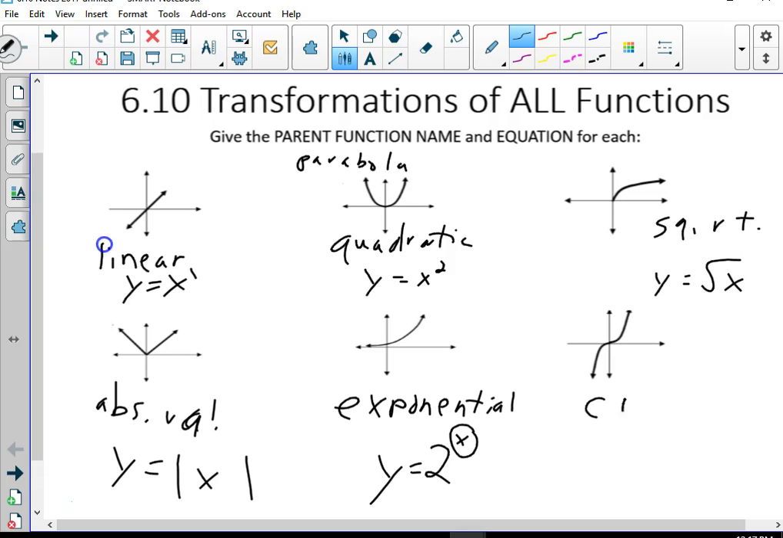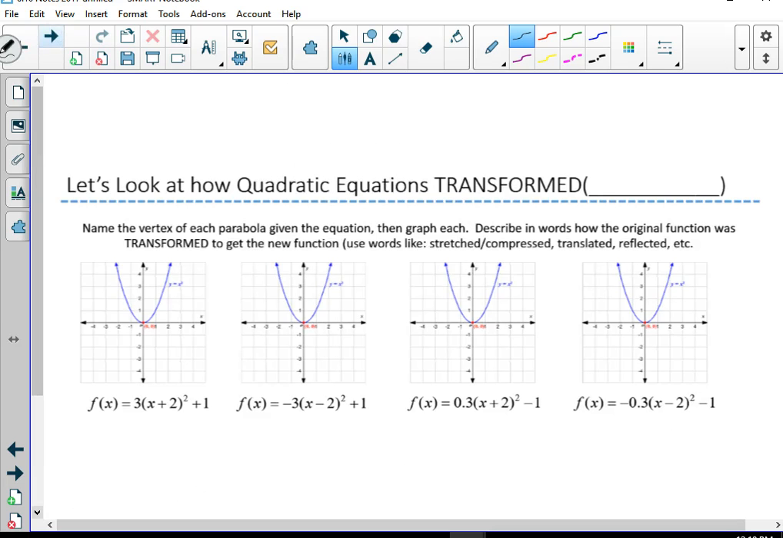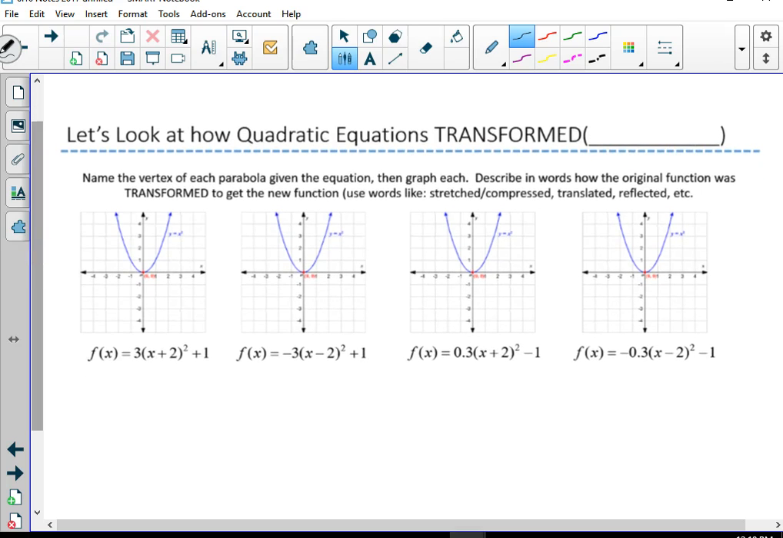And this one right here is called a cubic function, and that's y equals x to the third power. So that 3 is the important part there. So the 2 is important here, the 1 is important here. All right. Let's look and see how they are transformed, or also known as changed.